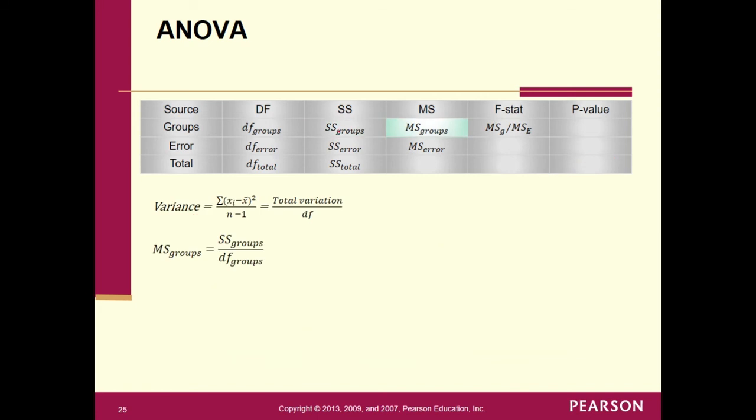So MS groups, notice what we are doing? We're taking SS groups, which was a total variation, and dividing through by its degrees of freedom. So MS groups is basically a variance now. It's the variance between the groups. How much variance is there between group 1, group 2, and group 3? We look at the different x bars and see basically how far apart they are. So that's what the numerator part of the F stat is, okay?